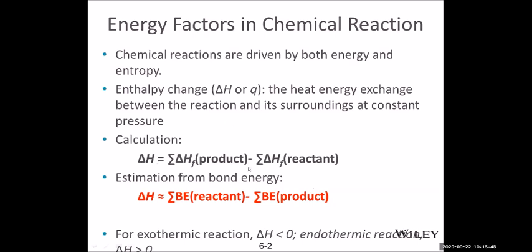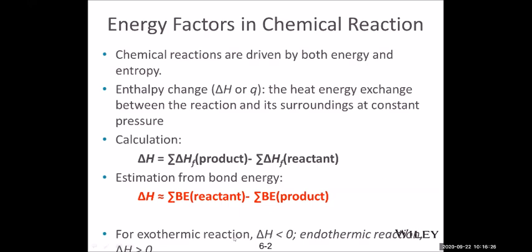So anyway, delta H is just the difference between the reactant and product: product minus reactant. We can also estimate the enthalpy change for the reaction using the bond energy. And the bond energy equation is the opposite. It's all the bond energy in the reactant minus all the bond energy in the product. So that's in the first semester of chemistry, we use bond energy to estimate reaction enthalpy change.